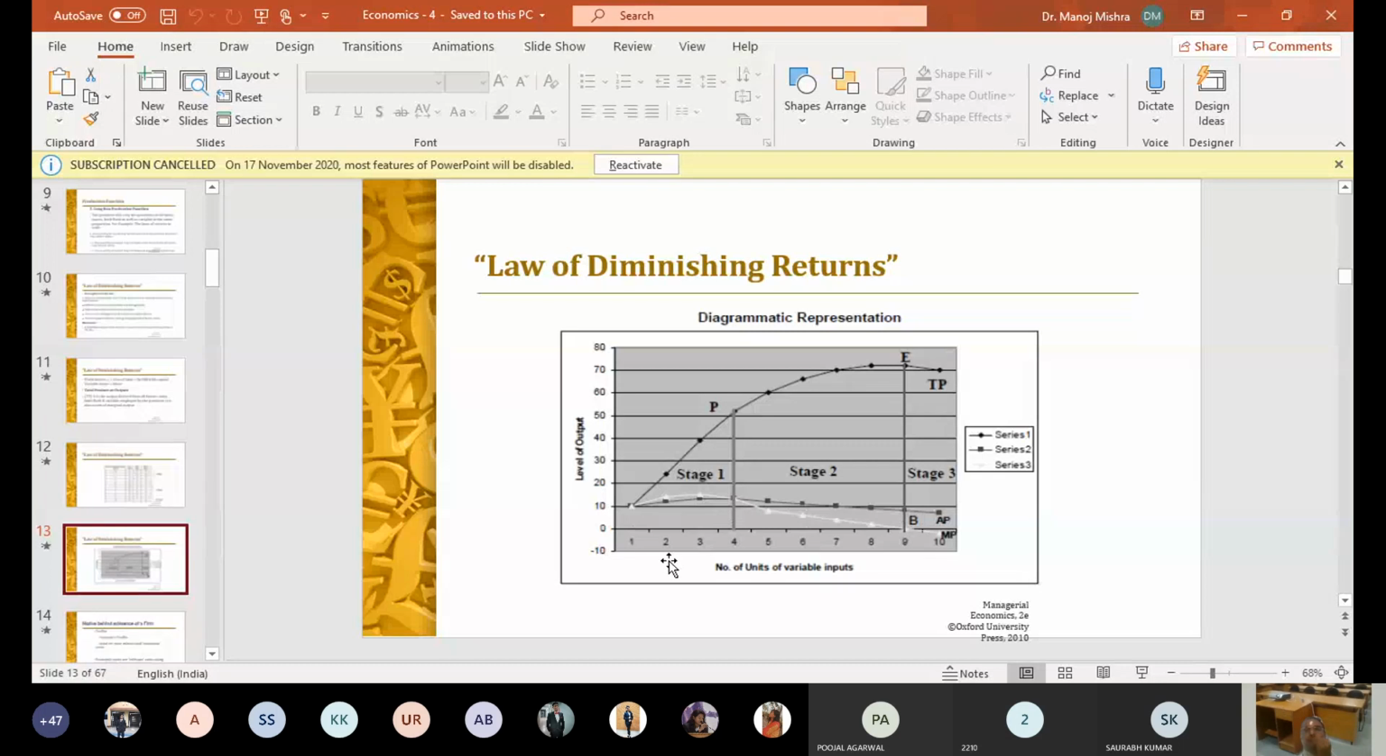Now we study this graph and try to look for the law. The law is hidden in the graph. The law of diminishing return. Now, what is happening as the number of labor is increasing? In fact, it is true for any variable input. As the number of any variable input increases, the TP increases initially till stage 1, where it increases more than the proportionate increase. So if you have increased by 1, it will at least increase by 1 or possibly more.